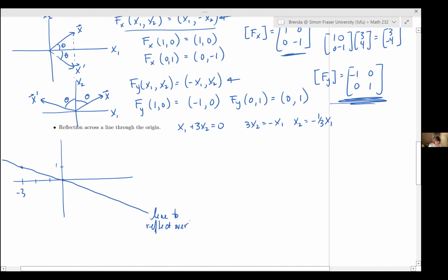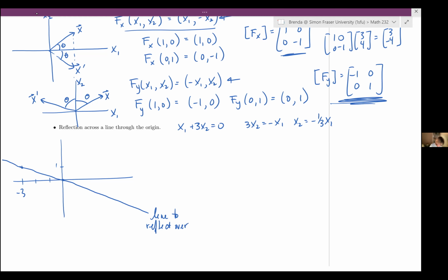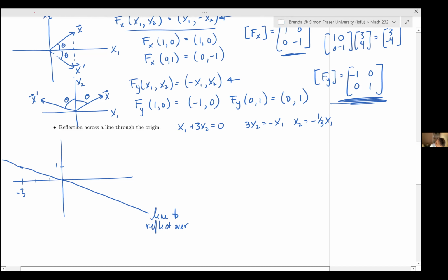Okay, so how do I go about doing this? Well, I'm going to just take a look at what happens. I'm going to take a vector. Here it is, A. And I'm going to reflect that vector across this line. It's going to be somewhere around here. This also has to be theta. And over here is my reflection. There. So I've taken A, I've reflected it across the axis.